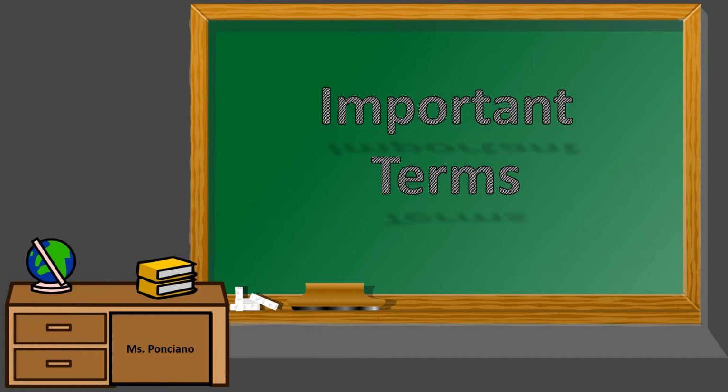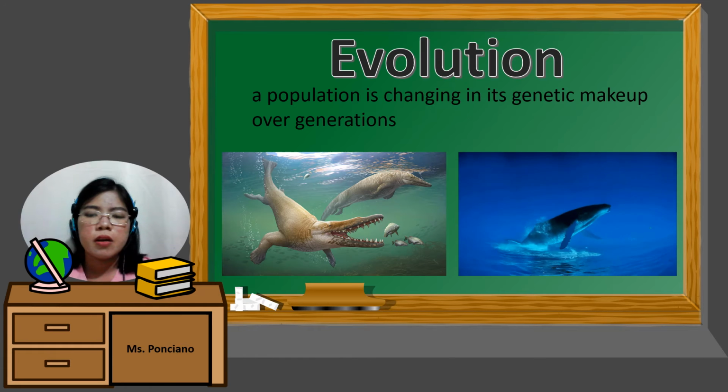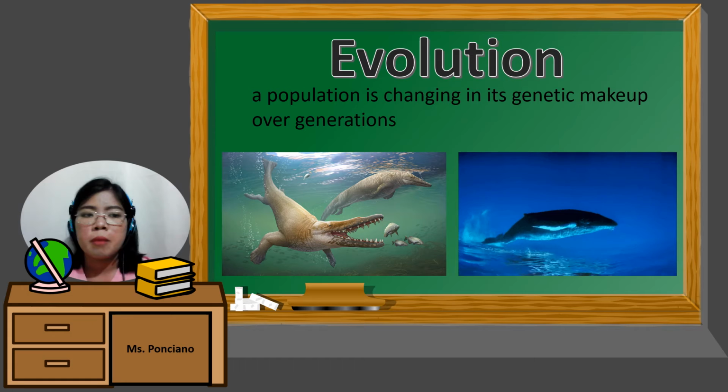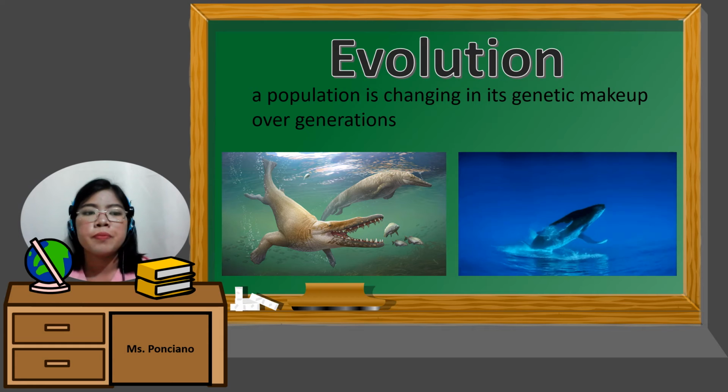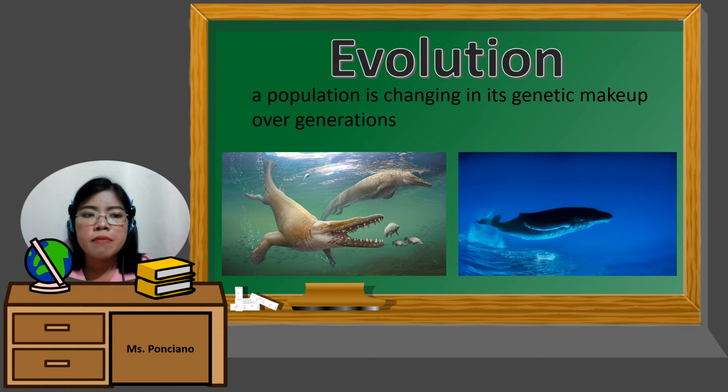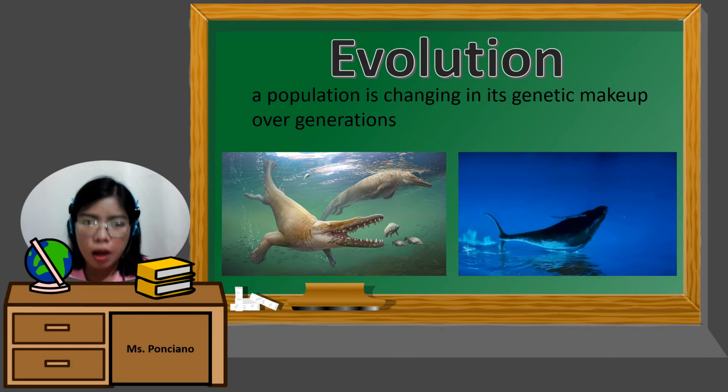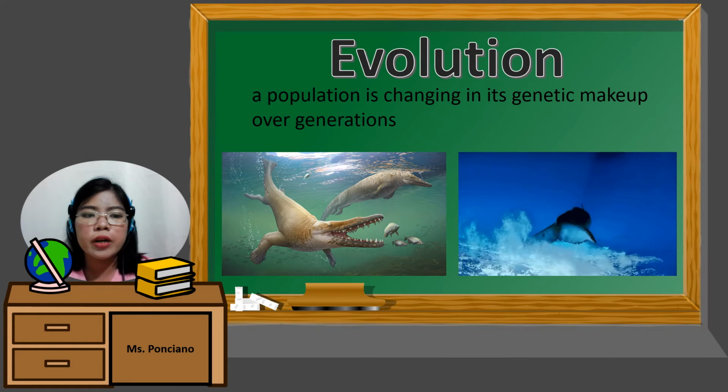For part 1 of our video lesson, we are going to discuss the important terms about mechanisms that produce change in populations. The first word that we have is evolution. By definition, evolution is the change in a population's genetic makeup or DNA over generations, meaning the change in the organism's DNA did not happen sporadically, but is observed for a long period of time.